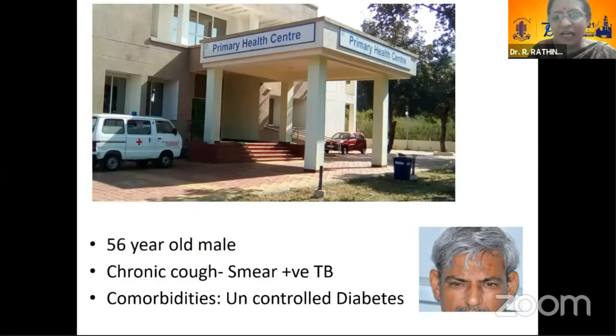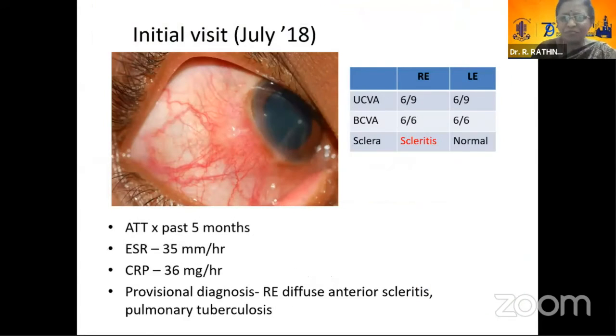There was a middle-aged man, 56 years old, working in a primary health center. Obviously, he was exposed to tuberculosis patients quite often, and he had a chronic cough, and his smear was 4+ positive for Mycobacterium tuberculosis. He also had uncontrolled diabetes. He was very nervous when he came to me. When I asked him about the past and present history, the initial visit was in July 2018.